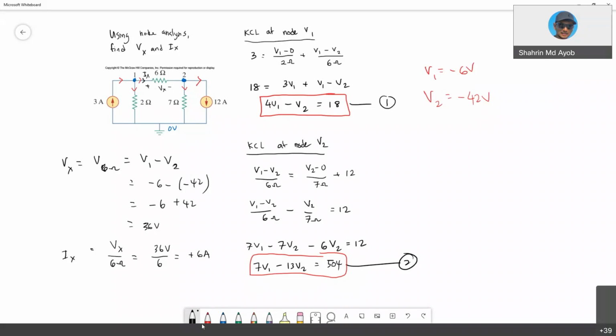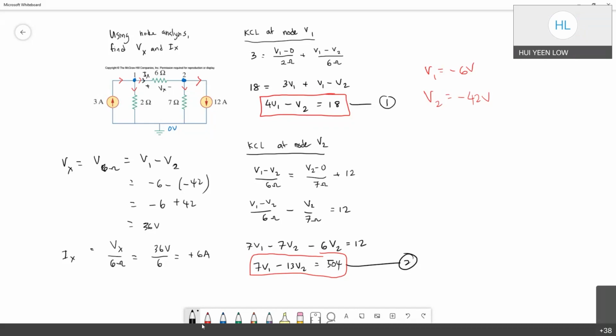Doctor, I'm Huyin. I want to ask about the node voltage. The negative 6 volt and negative 42 volt, what is the meaning of that? Is there any different direction?